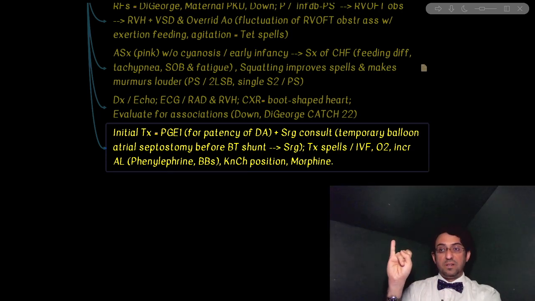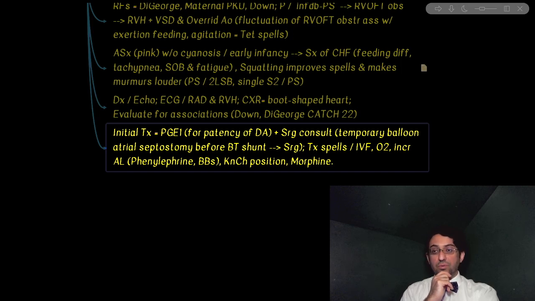Management of TET spells with reducing the flow across the VSD by increasing systemic vascular resistance and oxygen or morphine if needed. Then temporary measures with balloon atrial septostomy, and then surgical Blalock-Taussig shunt. Before these interventions, alprostadil is to be attempted to maintain patency of ductus arteriosus.